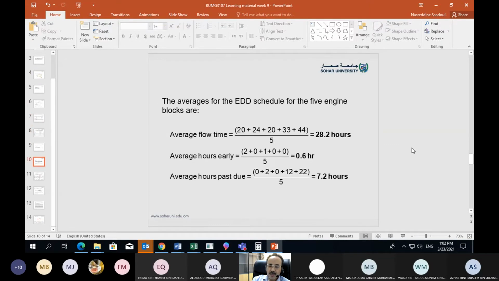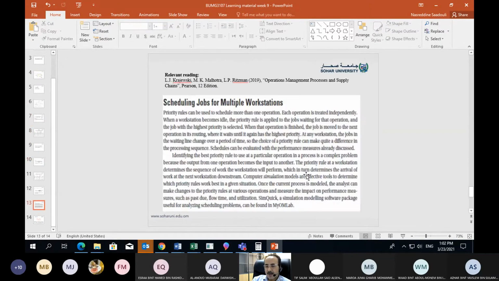So how do we deal with this level of complexity? Well, as it indicates here, simulation could be a very useful tool in helping us determine which priority rule works best in certain situations. The way it works is that you model the process, and then you can change the priority rules at various operations and then measure the impact on performance.